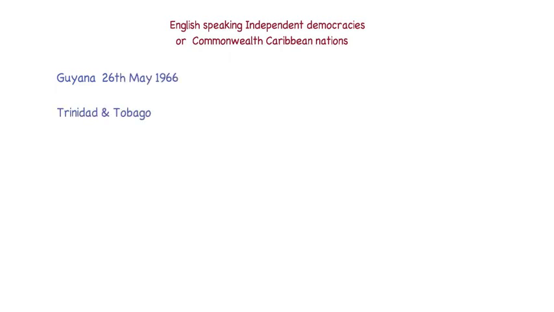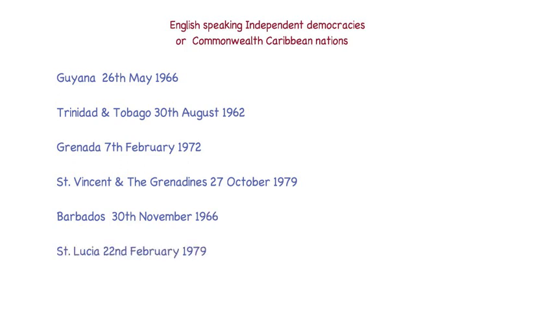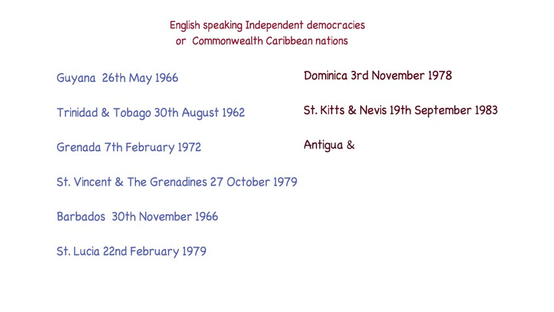Here is a list of the 12 English-speaking independent Caribbean democracies with the dates they acquired independence from the British Crown. Guyana, 26th May 1966. Trinidad and Tobago, 30th August 1962. Grenada, 7th February 1972. St. Vincent and the Grenadines, 27th October 1979. Barbados, 30th November 1966. St. Lucia, 22nd February 1979. Dominica, 3rd November 1978.